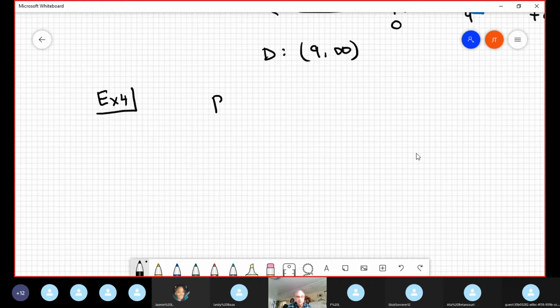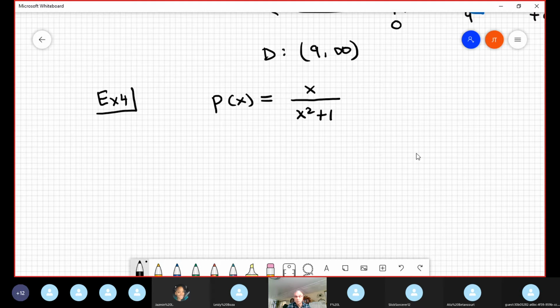Number 4, the name of the function is p. Remember, the name of a function we normally express using 1 letter, 2 letters, or 3 letters. Not 4, not 5. Only 1, 2, or 3. And this is x over x squared plus 1.